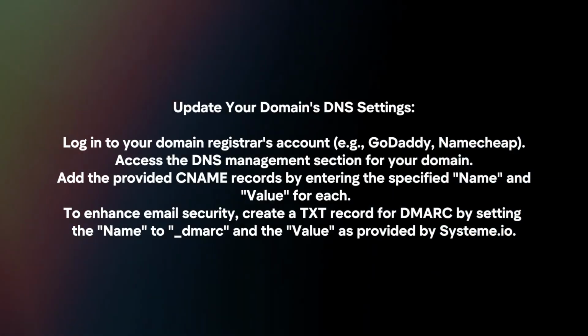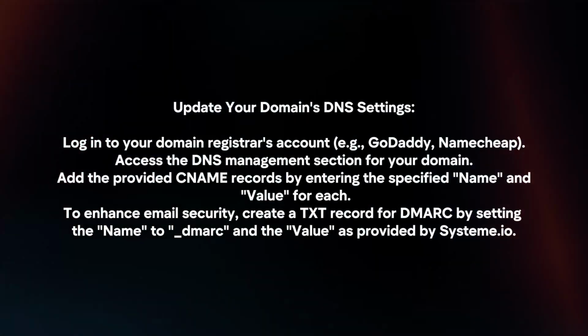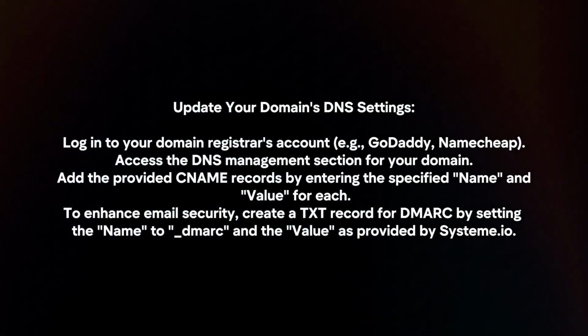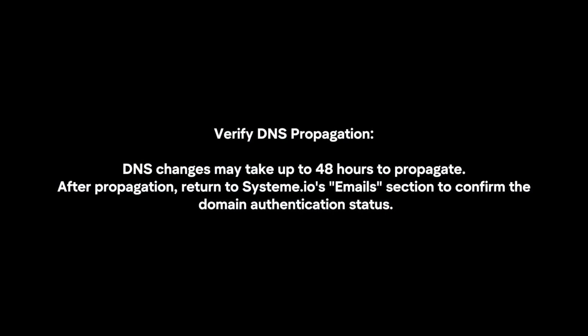To enhance email security, create a TXT record for DMARC by setting the name to DMARC and the value as provided by System.io. Verify DNS propagation. DNS changes may take up to 48 hours to propagate. After propagation, return to System.io's email section to confirm the domain authentication status.